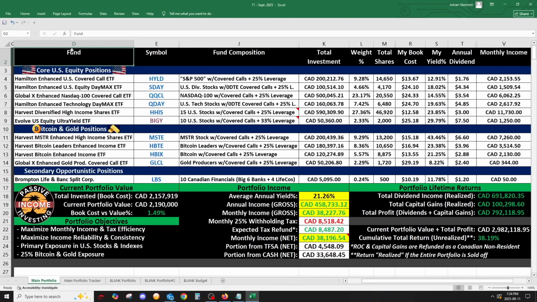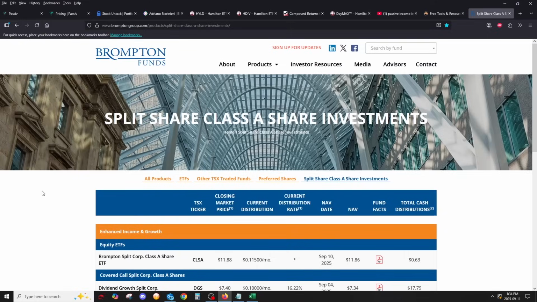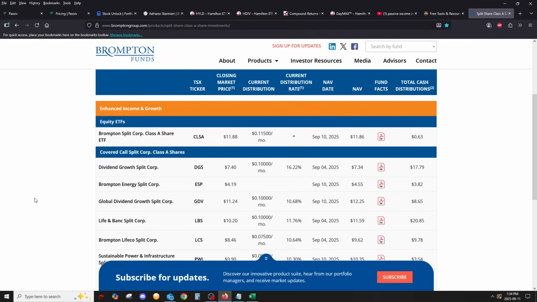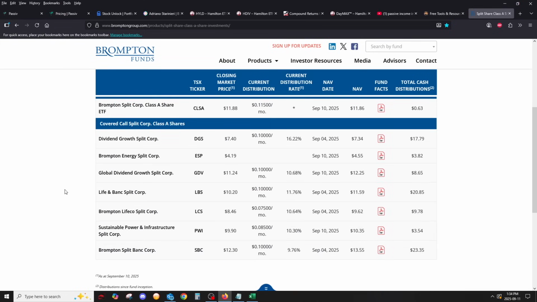Oh yeah. Why did I get back into LBS? Why am I back into split funds? The answer is very simple. I cannot ignore anymore the massive discounts to NAV that some of these split funds have.